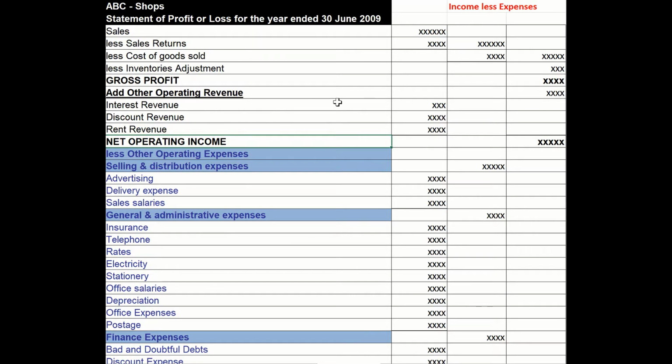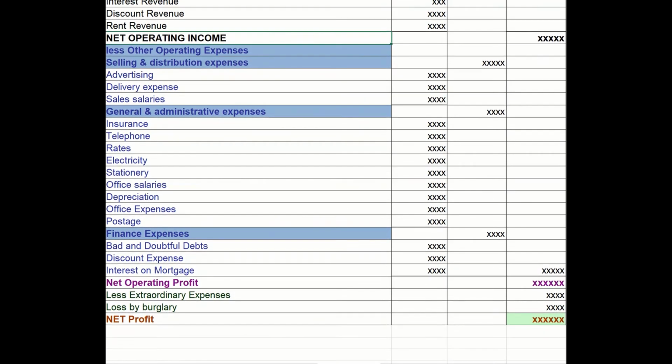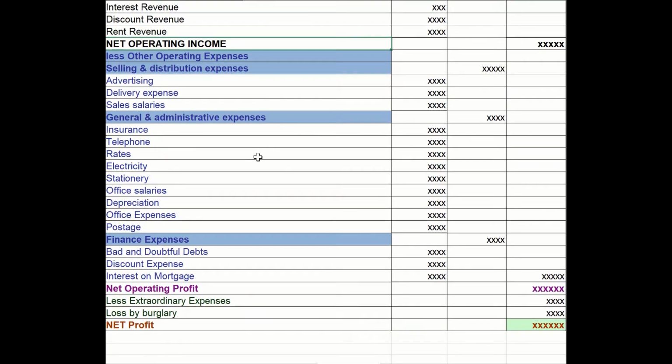When we look now at our expenses, we have to subtract them, and we're going to break that up into three groups. I've started off here saying less other operating expenses. Now I break it up into three groups so that the business can analyze which section creates the biggest expense for them. Selling and distribution expenses are those expenses that directly contribute to the sales of the inventories or to the transport of the inventories.